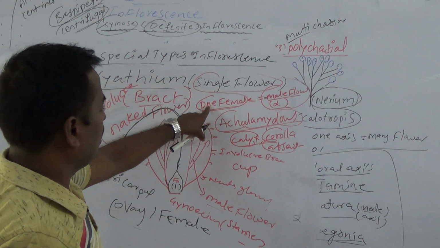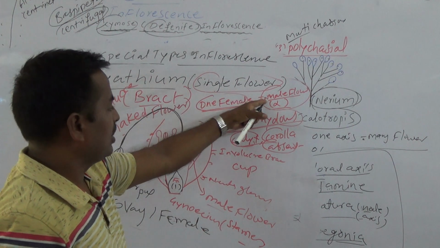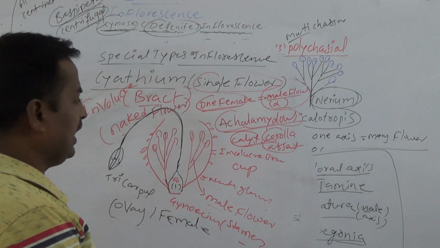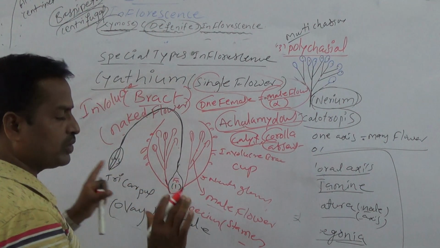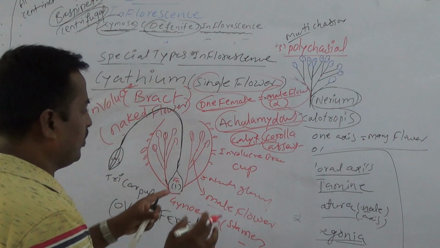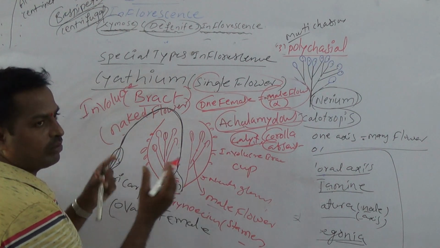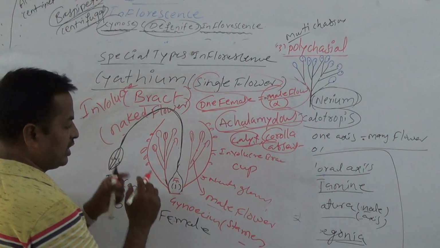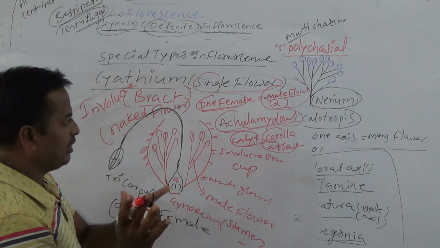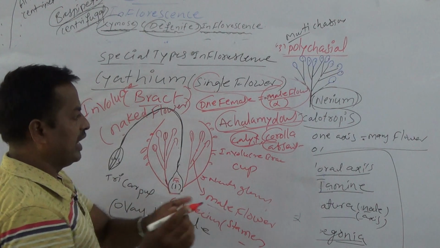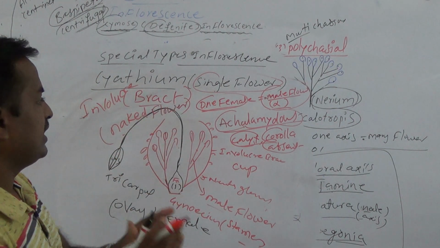So only one female, many males, and both flowers are achlamydous. Calyx and corolla are both absent. What is the position of the female? Center. What is the position of the male? On either side of the female flower. The males appear like stamens and the female flower appears like a gynoecium. The total inflorescence appears like a single flower.